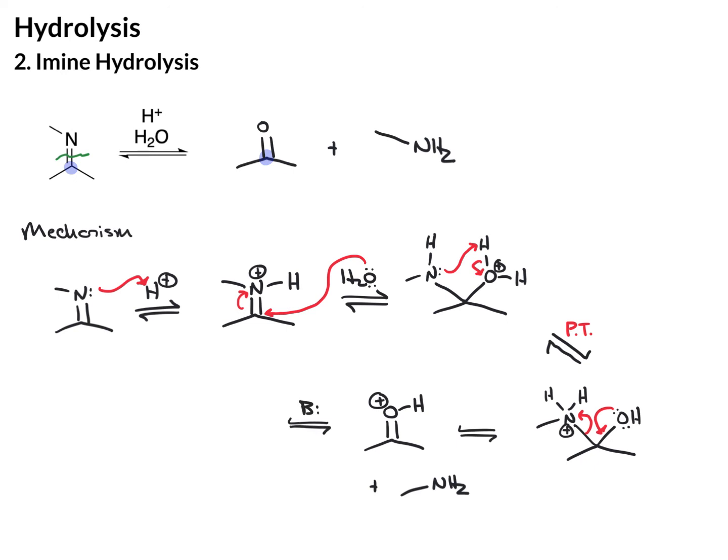And then finally, you can use a B with the lone pair, you could use water, you could use this amine that you lost, just something with a lone pair will come in and take that proton off of the oxygen. So that's how we end up with the carbonyl and the amine.